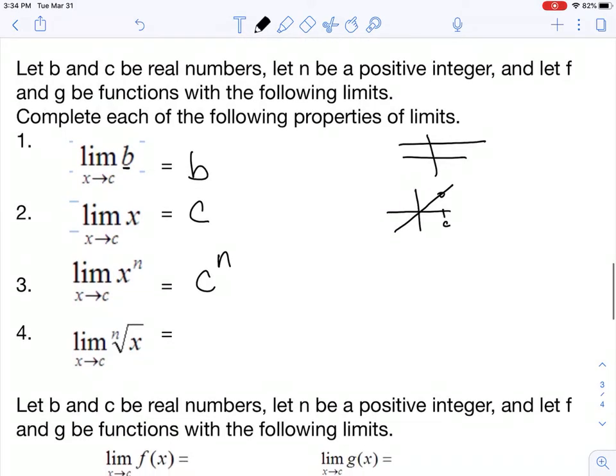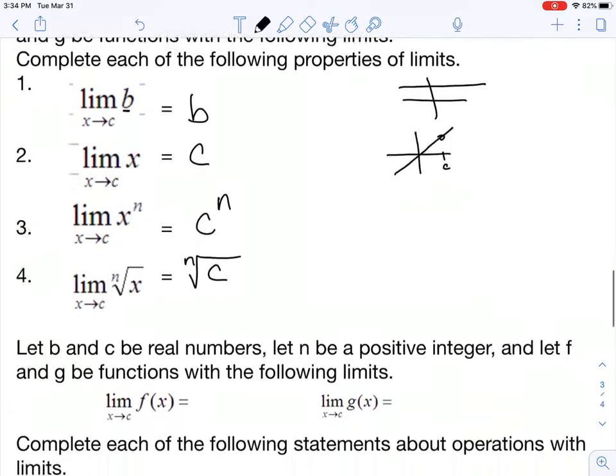And then finally, the last one, the roots. Well, the root is also a nice continuous function as long as you're on its domain. And so we can just substitute in. So this becomes the nth root of c, a nice easy substitution. All right.